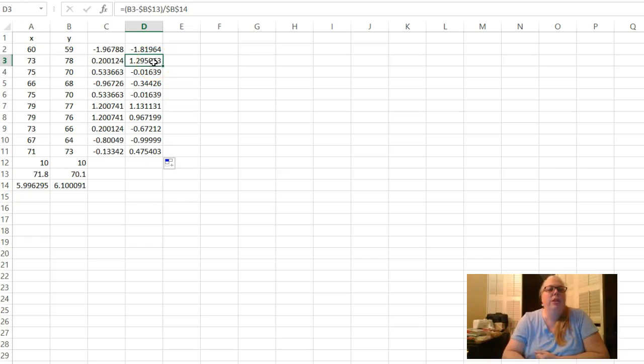And I can come in here and check my formulas and see I still have cells 13 and 14, but I've moved on to B3. And I still have cells 13 and 14, but I've moved on to B4. And I still have cells 13 and 14, but I moved on to B8. So I'm pretty satisfied that I have exactly what I need right here.